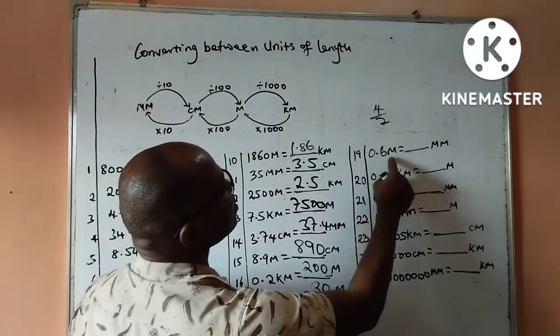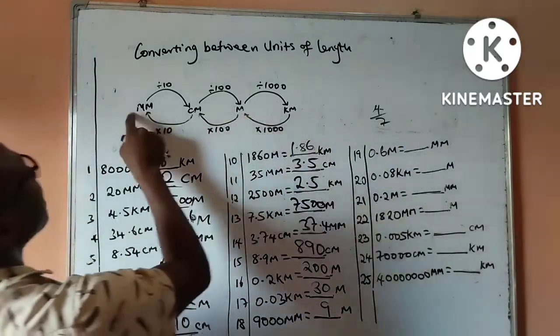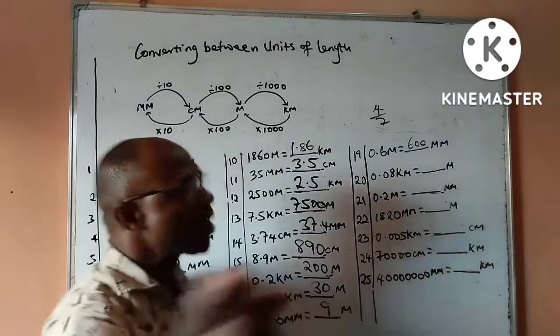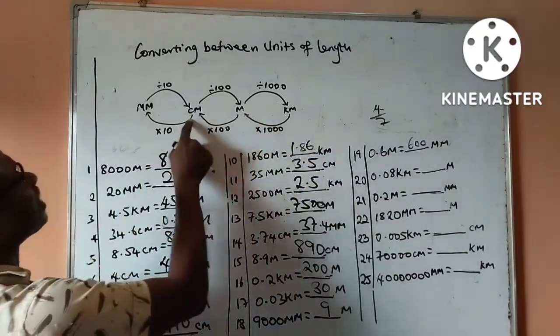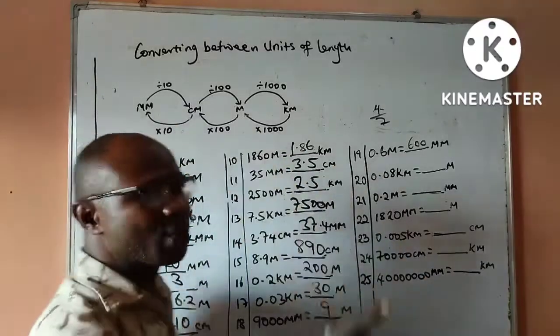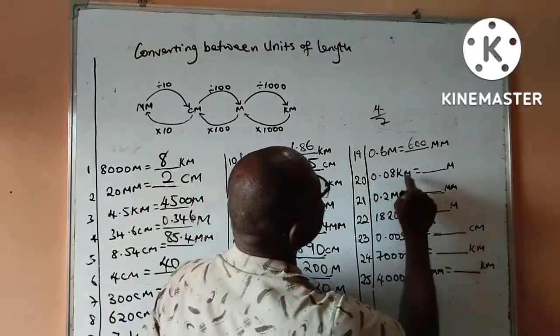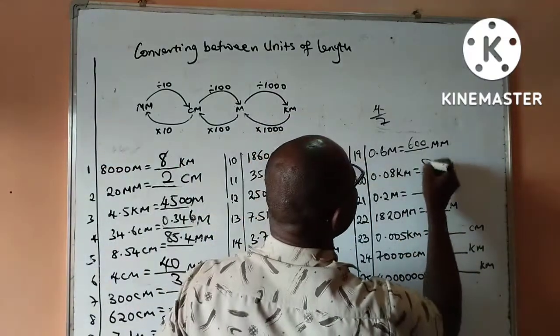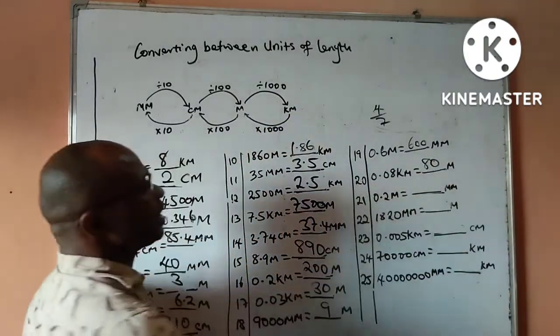Number 19. 0.6 meters to mm. Meters to mm, I multiply by 1000. My answer is 600. Why? From m to centimeters, I multiply by 100. From cm to mm, I multiply by 10. That means I will multiply by 1000. Next, km to meters. From km to meters, I multiply by 1000. That will give me 80.